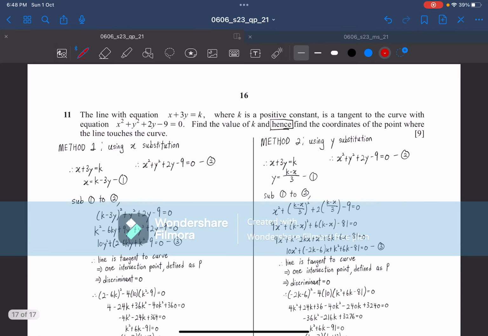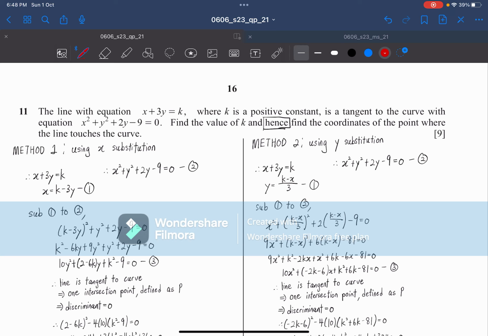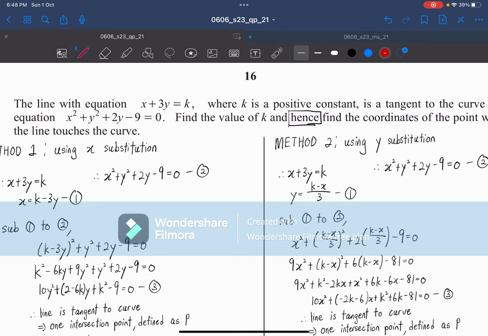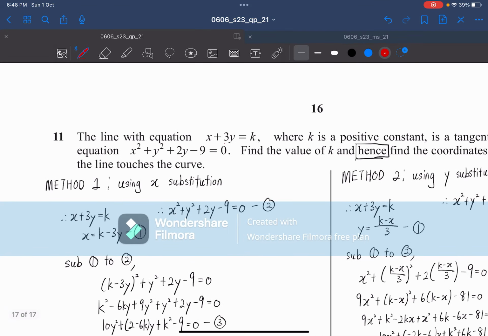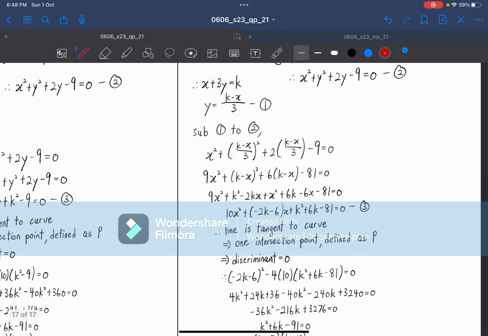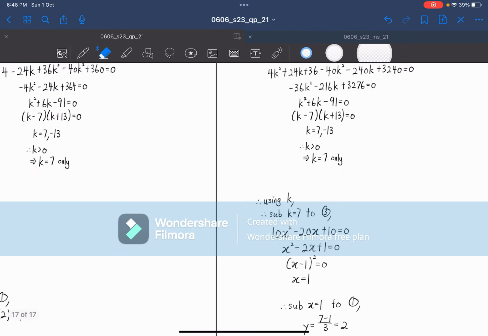All right, so last question, finally. The line with this equation, with k as a positive constant, is a tangent to the curve with the equation of this. So find the value of k, and hence find the coordinates of the point where the line touches the curve. So there's two methods, one using x substitution or y substitution. The best method here is to use x substitution, because y substitution is kind of long.